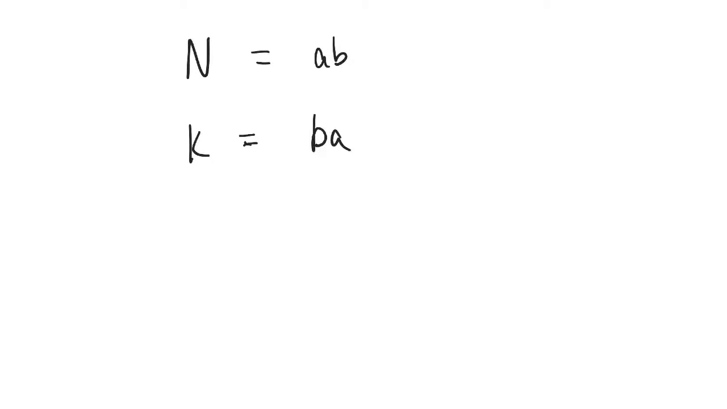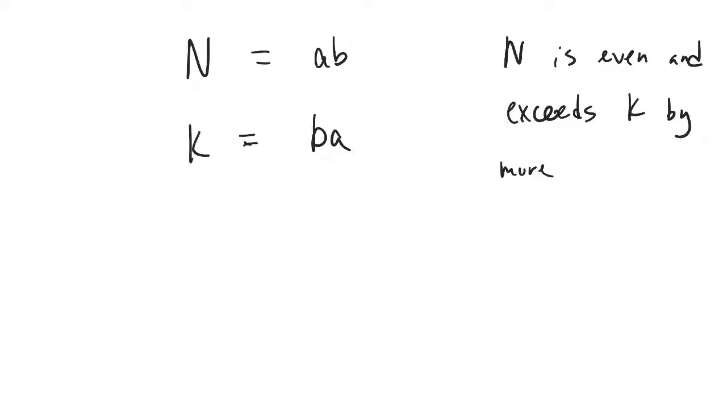So if n is even right away, what values can b take on? Limit your domain of choices here. 2, 4, 6, 8, or 0. Right? Ending in 0 is even too. So it says n is even and exceeds k by more than 50. Okay, that's the statement itself.